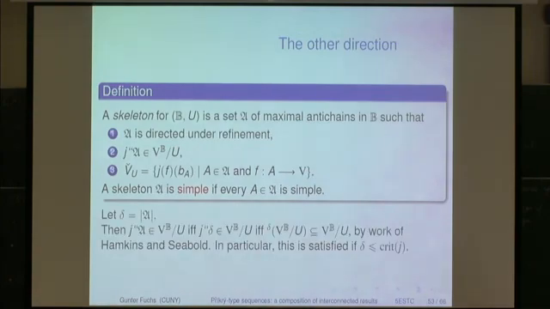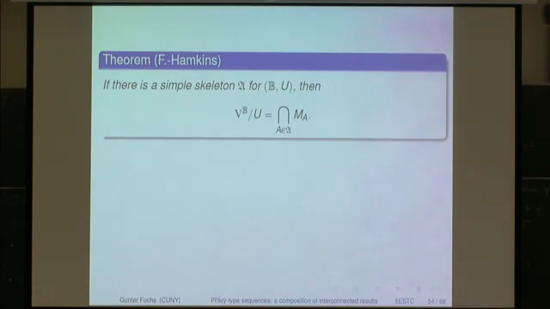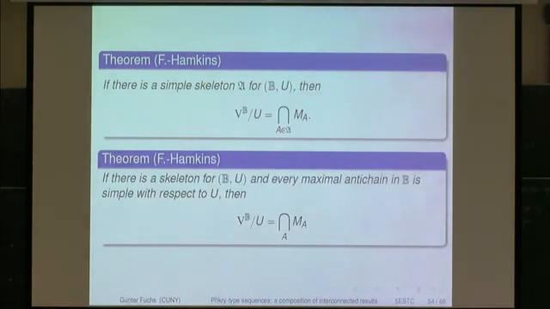Okay, and it turns out that getting J pointwise image of A into VB mod U means just that VB mod U has to be delta closed, where delta is the cardinality of A. So if there is a simple skeleton, then we get equality here. Here I intersected only the elements of the skeleton, but if there is a skeleton and every maximal antichain is simple, then we get the desired identity.